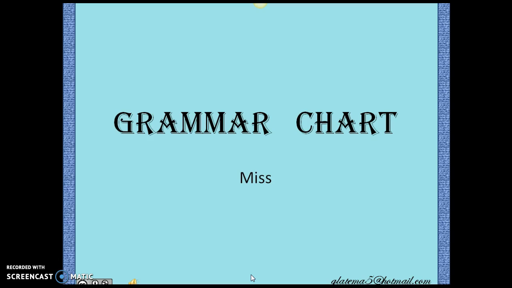Today we are going to see, in a chart that I created, the important order that we have to consider in mind when you start studying the verb to be. This is Miss Gladys Machado.